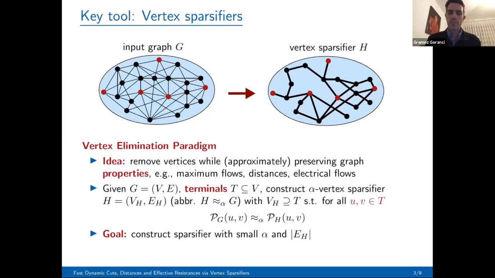At the same time, we must be able to preserve some graph property of interest, like shortest path distance, max flow, or electrical flows in the graph, only among vertices that I care about. That's where you see that I only care about preserving this property between any pair of vertices from this terminal set. Obviously the objective is to construct a sparsifier with as small an approximation ratio as possible, which I denote here by alpha, and the size of the sparsifier must also be as small as possible. This is a very powerful tool, which has been studied extensively in approximation algorithms and not much in the dynamic setting. So we're trying to bring this idea to the dynamic world.